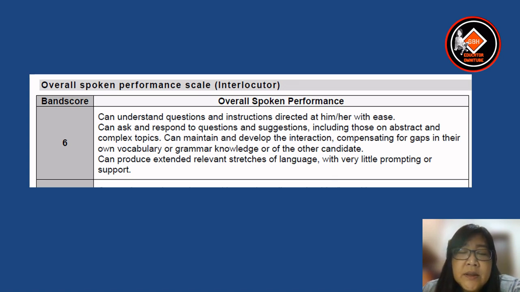So this is related to turn taking and compensating for gaps in your own vocabulary or grammar knowledge, or of the other candidate. So here definitely you have to use suitable vocabulary and also grammar with your partner in the conversation. Then you can produce extended relevant stretches of language with very little prompting or support. It means that you can hold a conversation which is quite smooth and accurate. So that's how you can get the band score of 6.